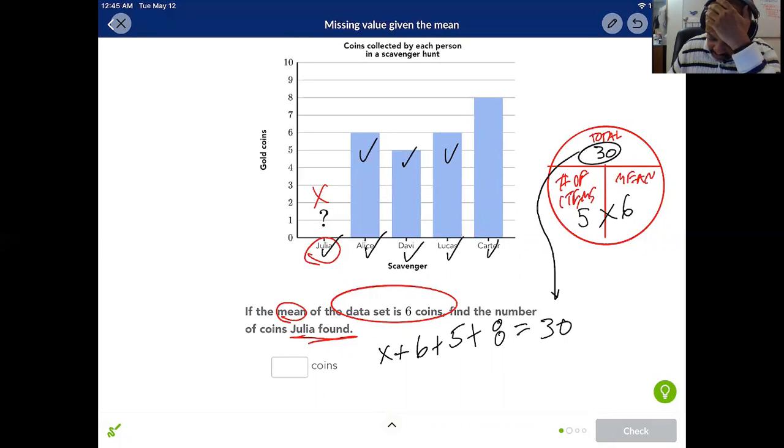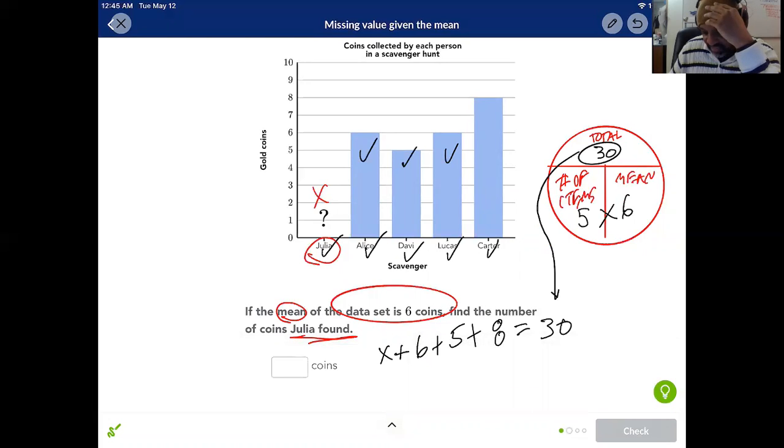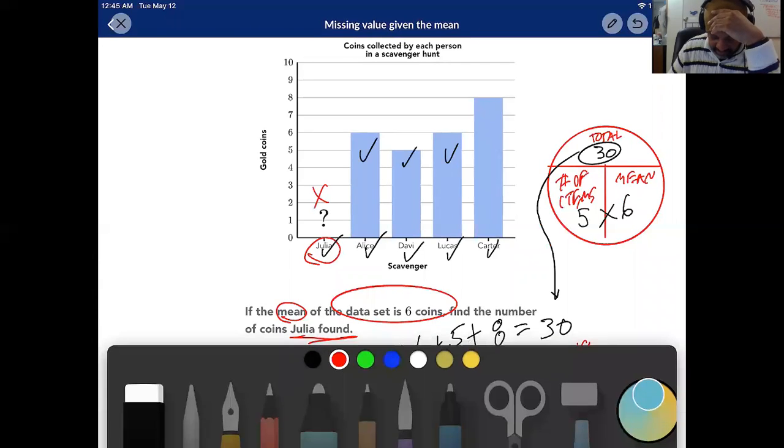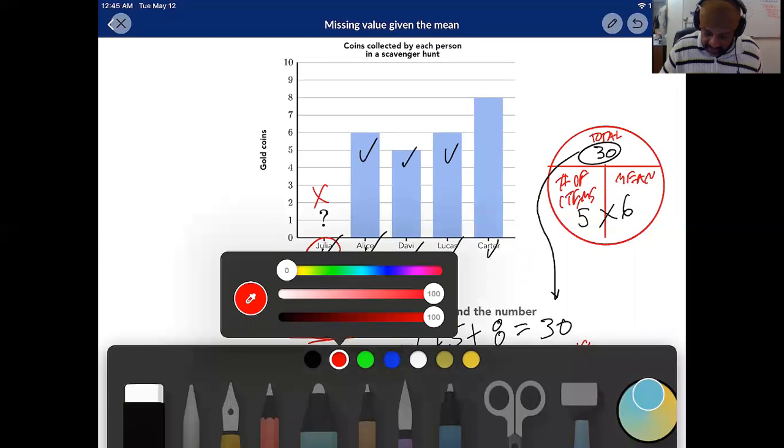All right, so now all we have to do is add these guys up. 6 plus 5 is 11. 11 plus 8 is 19. So it's going to be X plus 19 equals 30. Subtract 19 from both sides, and you get 11. Let me be precise here. Get rid of this now. All right, so X is 11. That would be our answer, and we are finito.